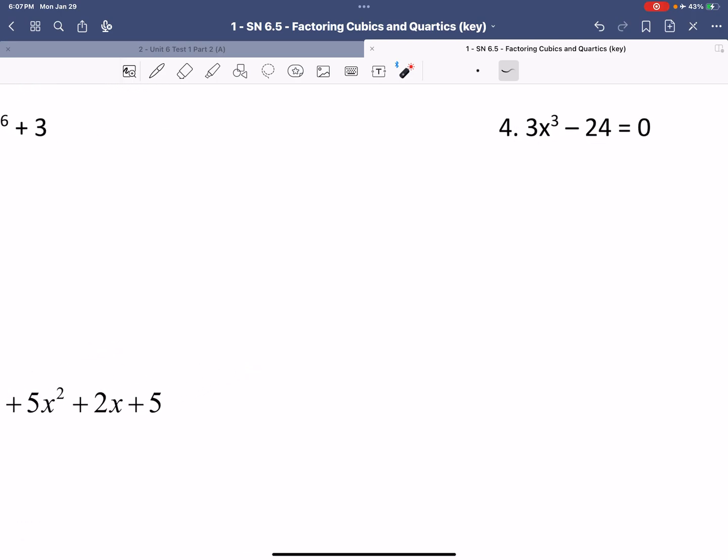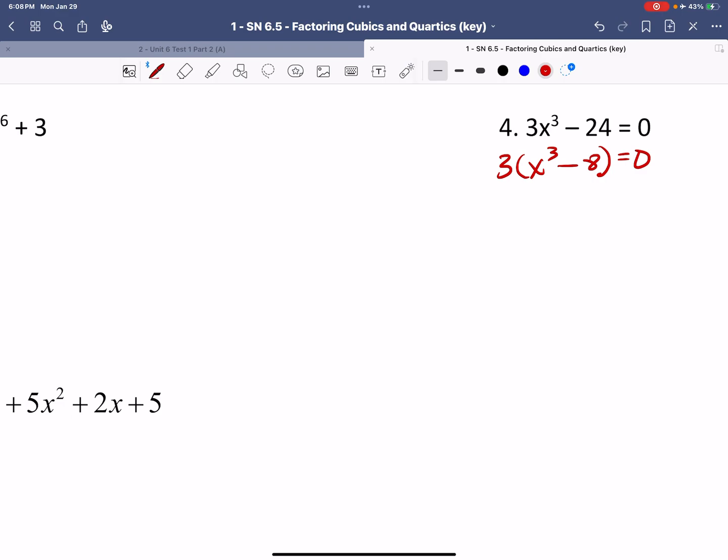Okay, let's get busy. First off, is 3x cubed a perfect cube? Nope. Is 24 a perfect cube? Nope. But I can factor out a 3, and then I get x cubed minus 8. Now, x cubed is a perfect cube, and 8 is a perfect cube. And remember, since we're solving, there's no variable in there, so we won't have to use that 3 anymore. That only affects the graph, not the solutions.